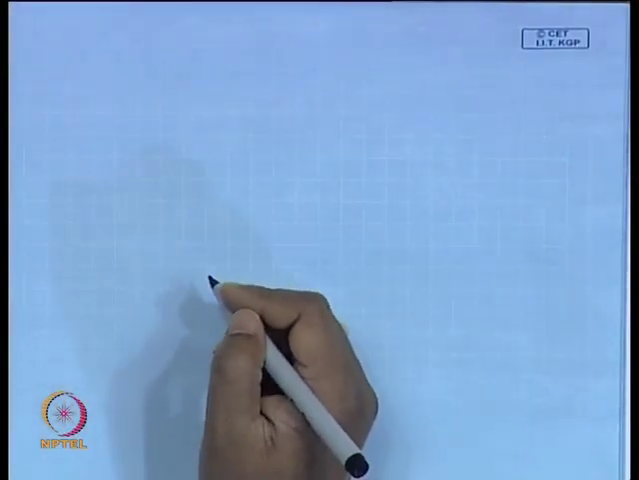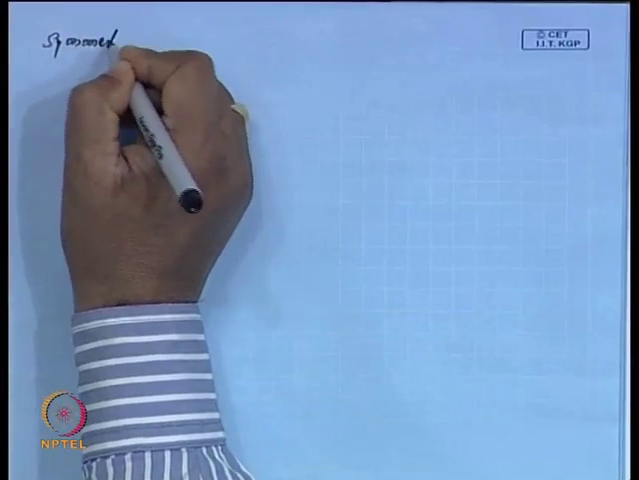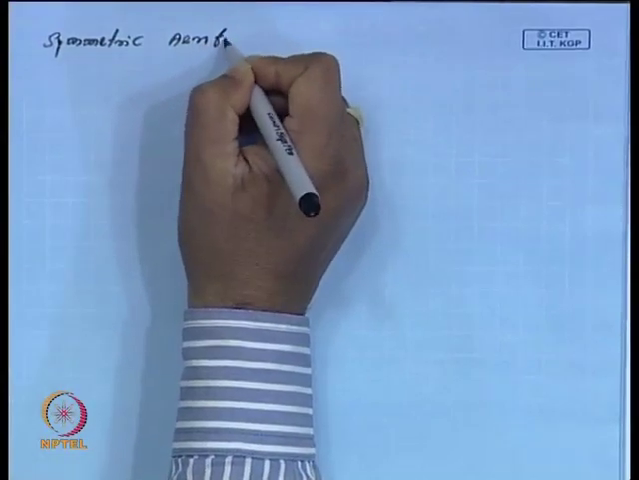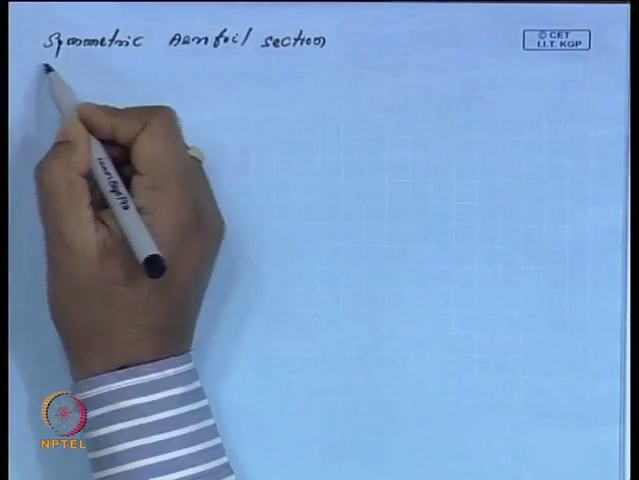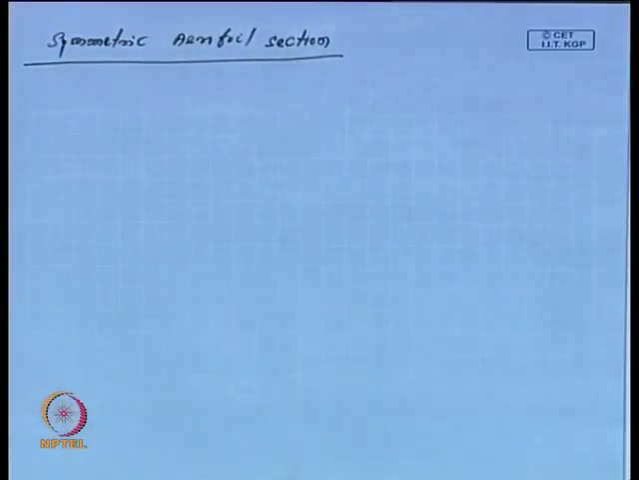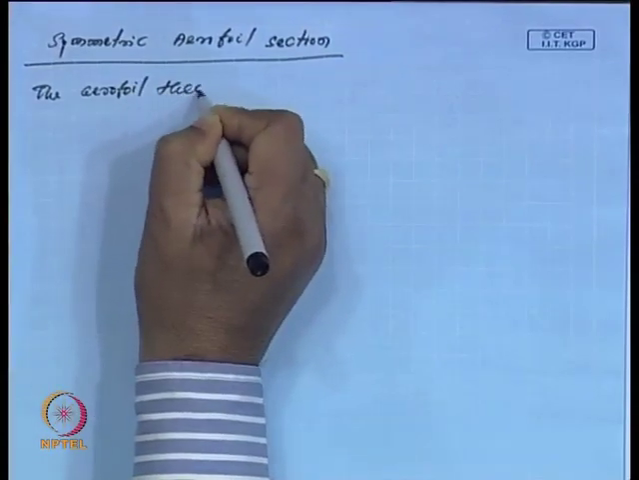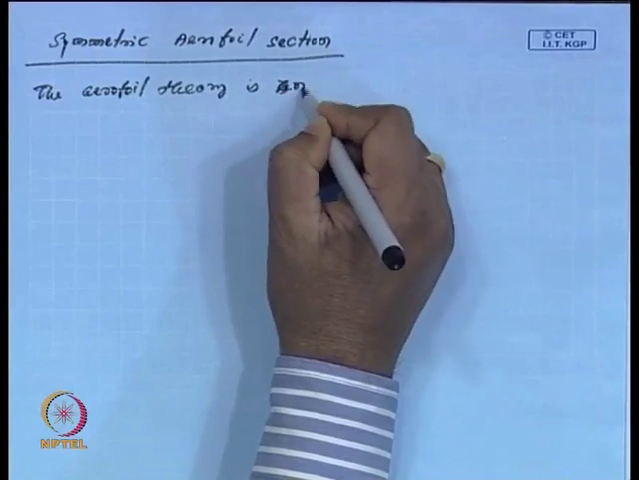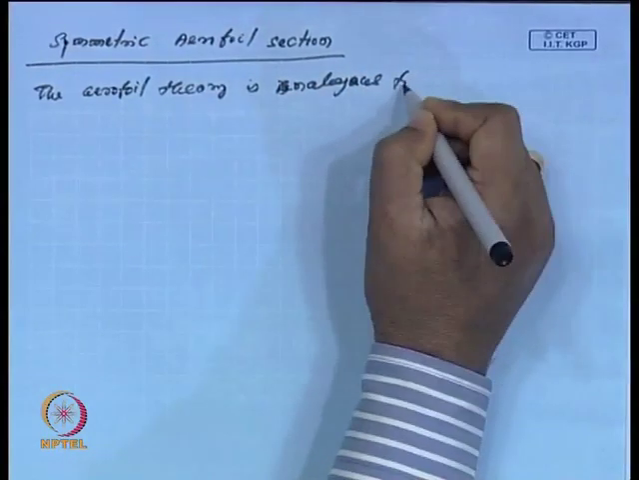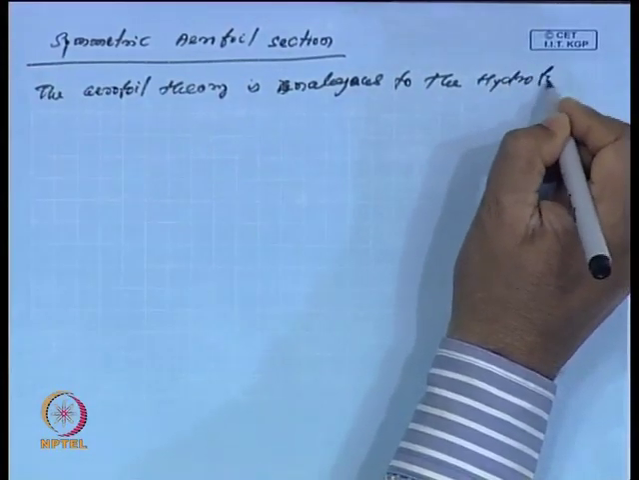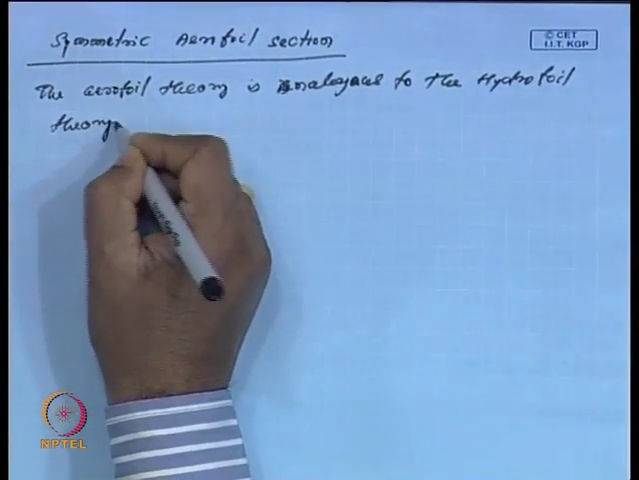With this background about the aerofoil, today we will discuss the classical aerofoil section. First, we will concentrate on the symmetric aerofoil section and see how we can construct it. Before going to this, one may ask why we are talking about aerofoil theory in this course of hydrodynamics. It is because there is an analogy: the aerofoil theory is very much analogous to the hydrofoil theory, except for the density difference.